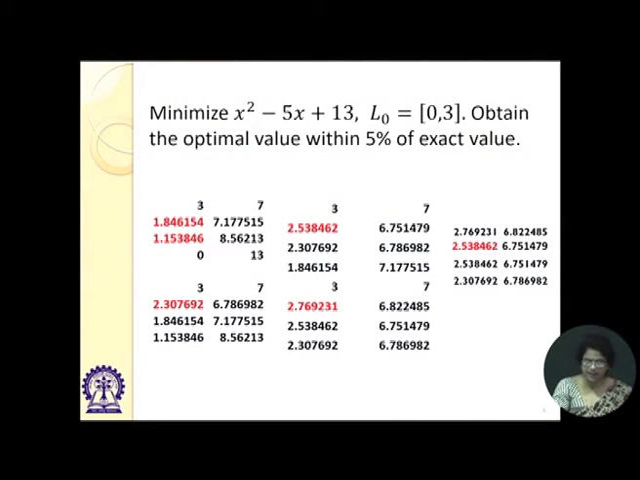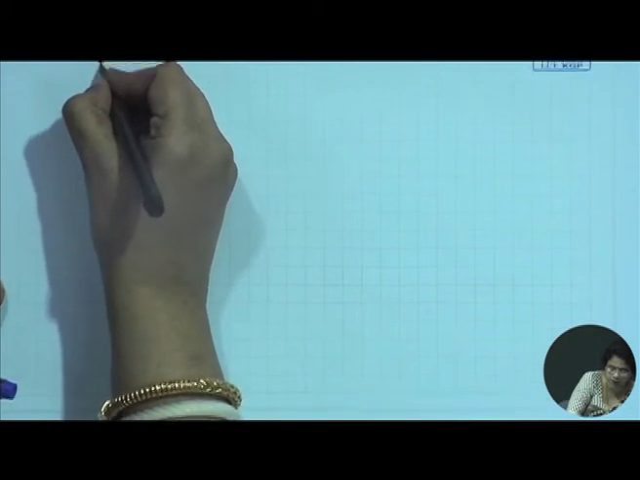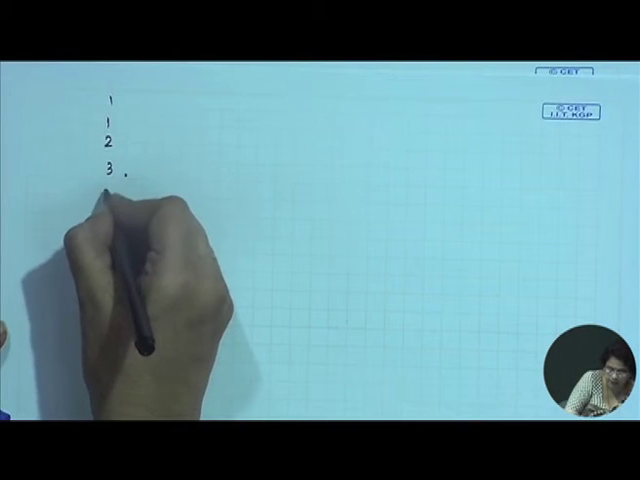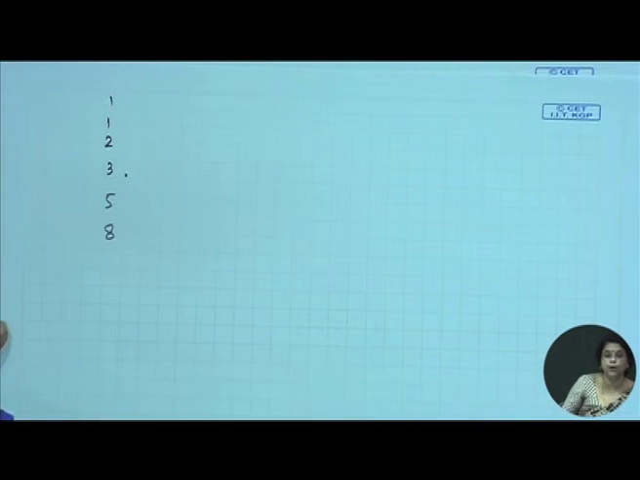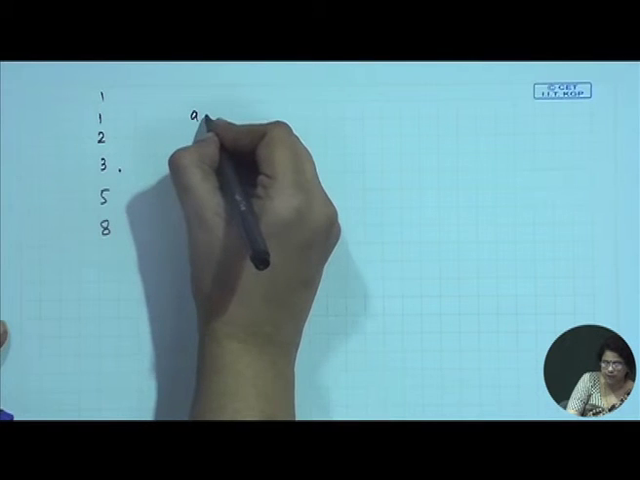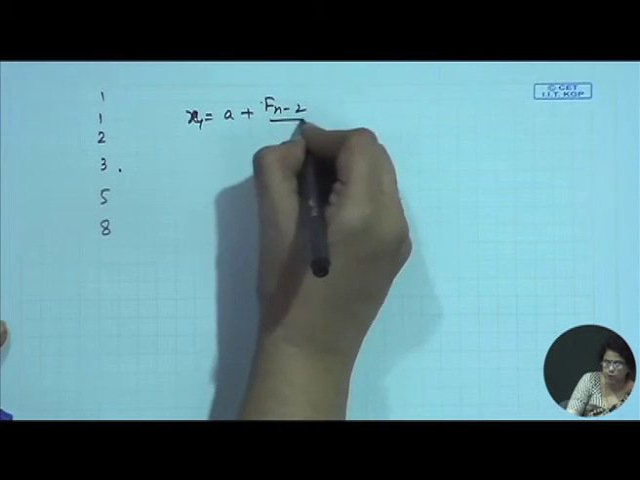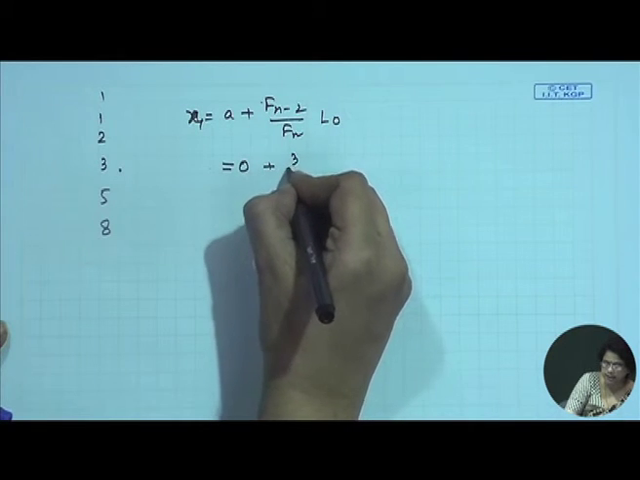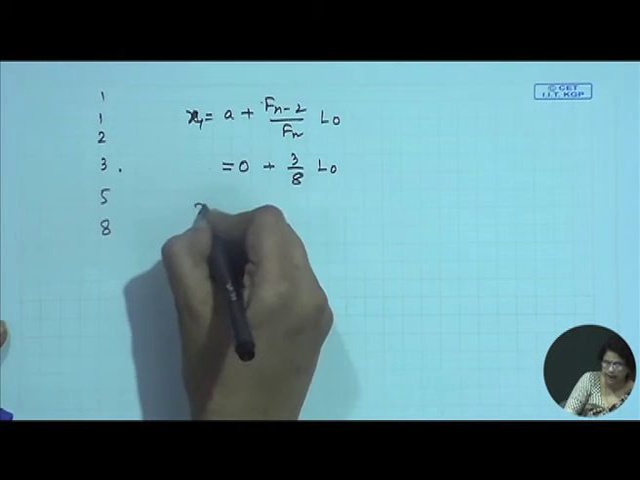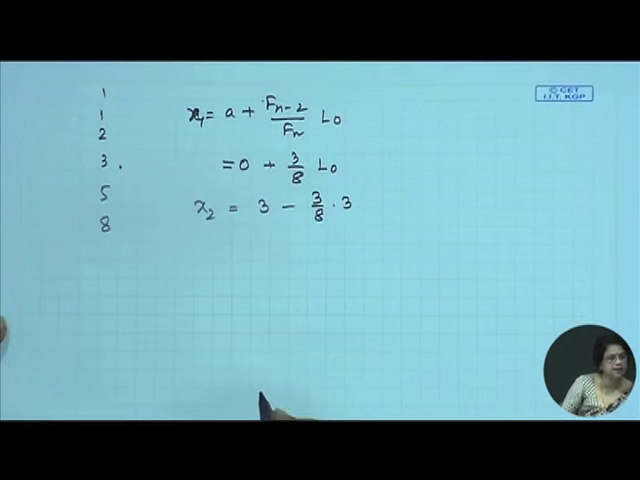If I want to have the 10% exact value, in that case my process will change. What do I have to do? I have to consider 1, 1, 2, 3, 5 up to 8, because n would be equal to 5 there. That's why x1 would be equal to a plus Fn minus 2 by Fn times L0. That means this is equal to 0 plus 3 by 8 L0, and x2 would be equal to 3 minus 3 by 8 L0. Alright.